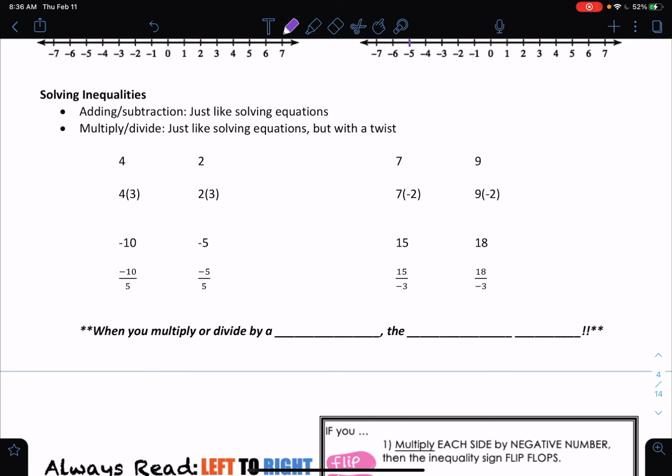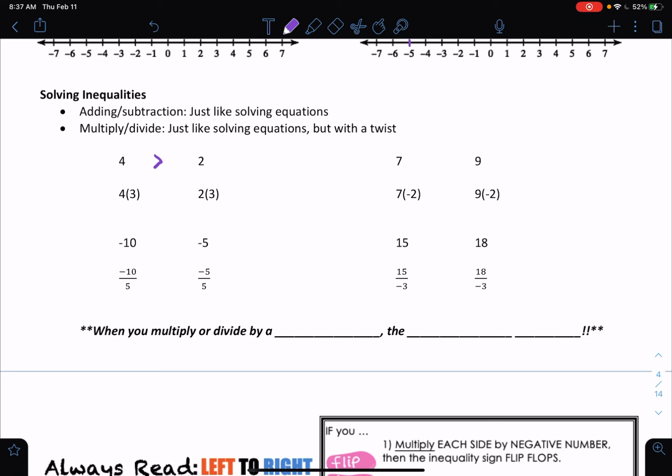Adding and subtracting, to undo adding and subtracting and multiplying, dividing, when you're dealing with inequalities, it's the same exact process. But there's one added thing we've got to be careful of. So like, let's say we have the inequality 4 and 2. What symbol will we put there? 4 is greater than 2.